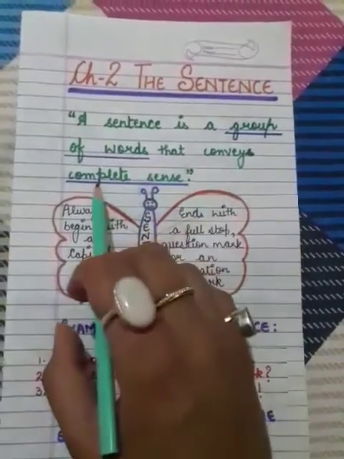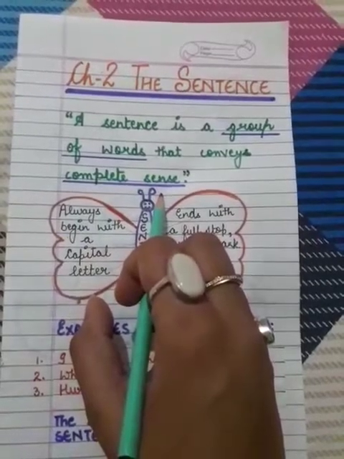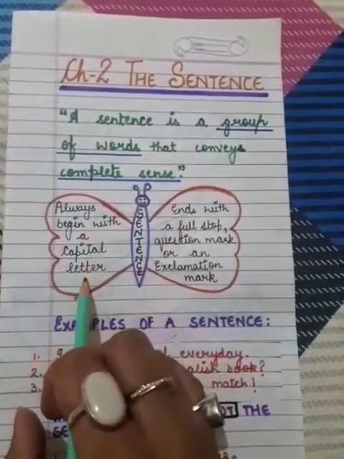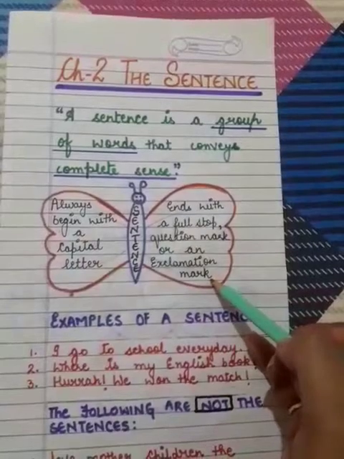Also, a sentence should convey complete sense. That means it should give some meaning or some sense. A sentence always begins with a capital letter and ends with a full stop, question mark, or an exclamation mark.